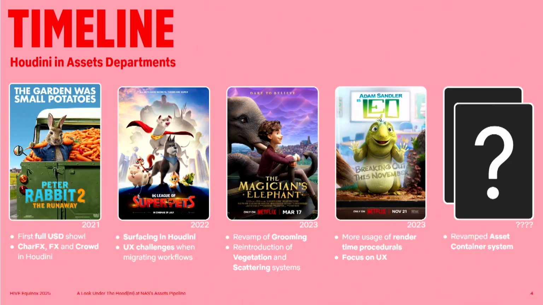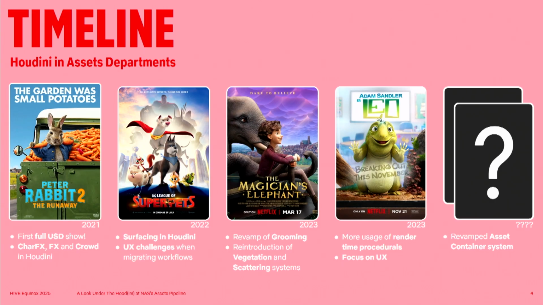Migrating some of our existing workflows from other DCCs brought with it some user experience challenges with the new paradigm. The Magician's Elephant came with a revamp of our groom system, Alfro, and reintroduced our vegetation and scattering systems, Spruce and Spawn. Our most recent release, Leo there on the right, made more usage of our render time procedurals than ever before. All of them are also being set up in Houdini.